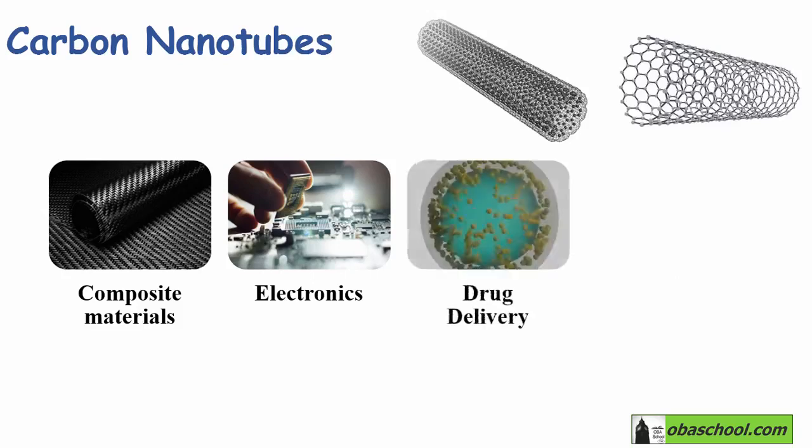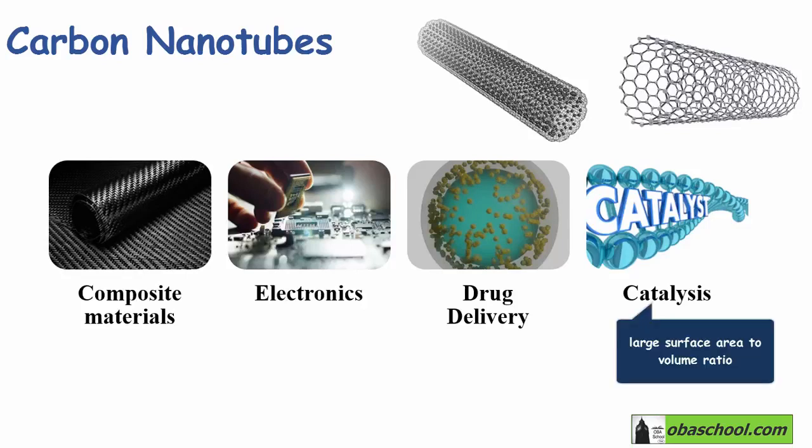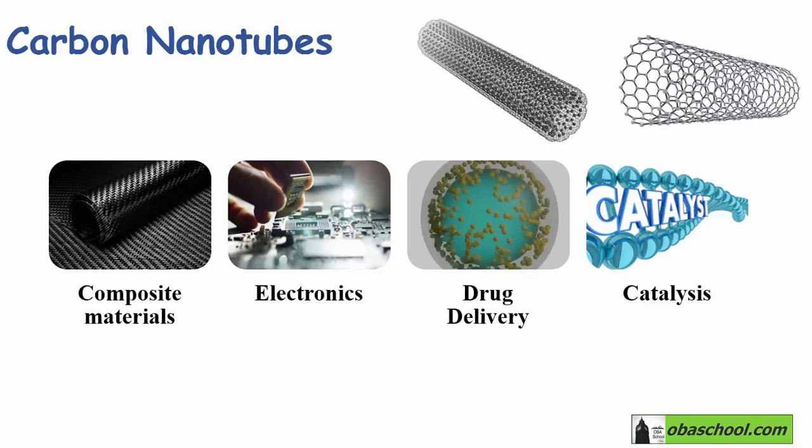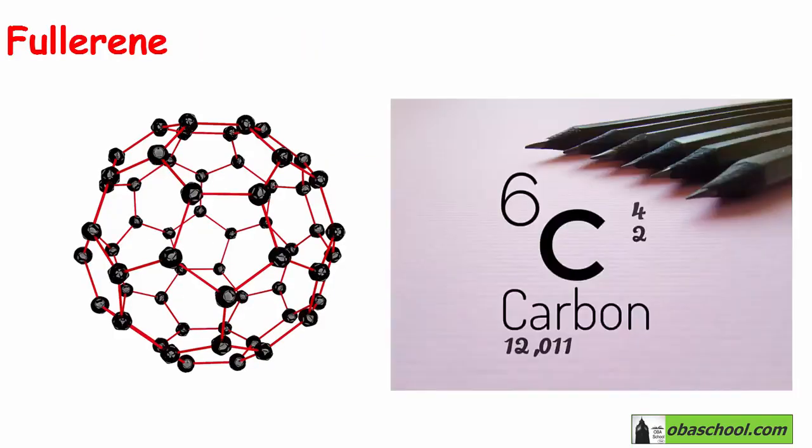Moreover, fullerenes could also be used for drug delivery into the body. And they can be used as catalysts because of the large surface area to volume ratio of their nanoparticles. So fullerenes are one type of allotropes of carbon, where the structure of the fullerene is based on hexagonal rings of carbon atoms. Let's now describe graphene.